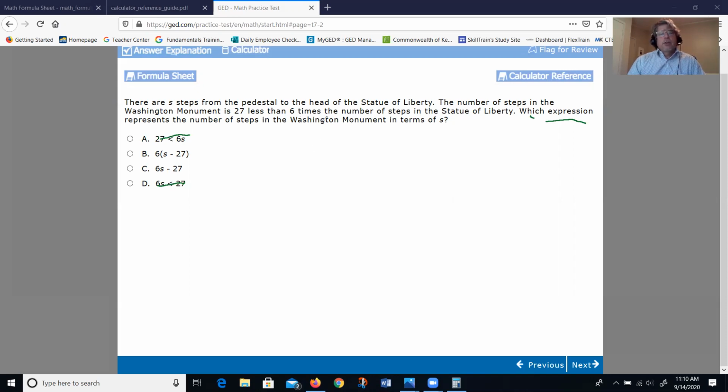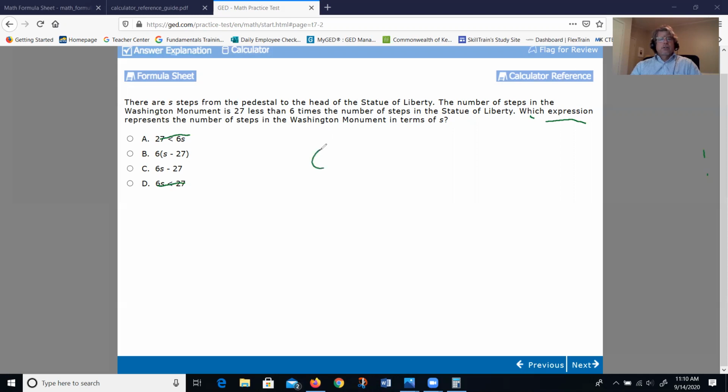So which expression represents the number of steps in the Washington Monument in terms of S? So remember, S is the number of steps from the pedestal to the head of the Statue of Liberty. They didn't tell us how many steps that is, but they gave me a relationship that said the number of steps in the Washington Monument is 26 less than 6 times the number of steps in the Statue of Liberty. So 6 times means we're multiplying 6 times the number of steps. But notice that we don't know what that is. That's going to be that S.